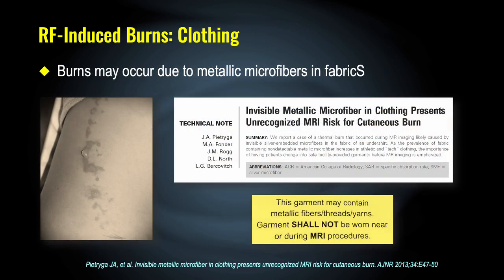Patients and research subjects should be dressed in pocketless gowns or scrubs for MRI exams because clothing may contain metallic fibers or conductive materials that can result in RF-induced burn injuries. Additionally, pocketless gowns or scrubs help prevent individuals from inadvertently carrying ferromagnetic objects into the MR system room. Here's an example of a burn caused by invisible silver-embedded microfibers in the fabric of an undershirt, illustrating the importance of having patients change into safe, facility-provided garments.